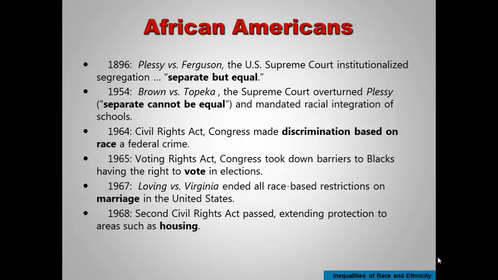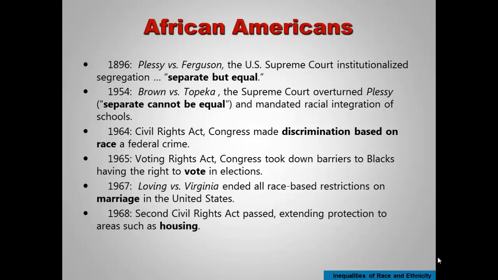And then in 1968, a second Civil Rights Act was passed that extended protection to racial minorities in such areas as housing. And so you can see that there's a history here over the course of 70 some odd years after the Civil War, really still 100 years and more after the Civil War ended, where civil rights have continued to be redefined for African Americans.